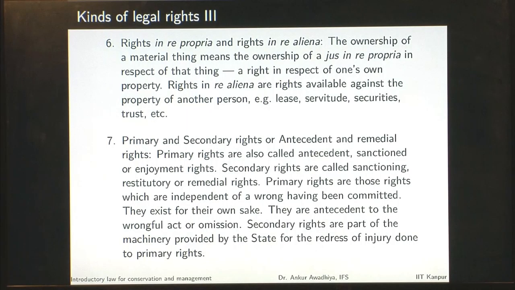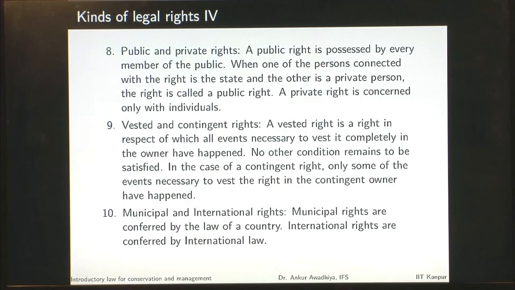Then you also have certain secondary rights. They are part of the machinery provided by the state for the redressal of injury done to the primary rights. That is, if your property gets damaged by somebody, then the secondary rights will kick in to provide you with certain redressal or compensation. So somebody who has damaged your property has to pay you back an adequate compensation. So primary rights are antecedent rights. They arise before a wrong has been committed. And secondary rights are subsequent rights. They arise after a wrong has been committed.